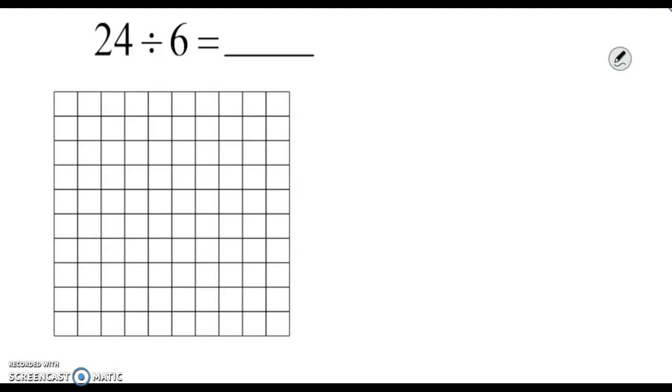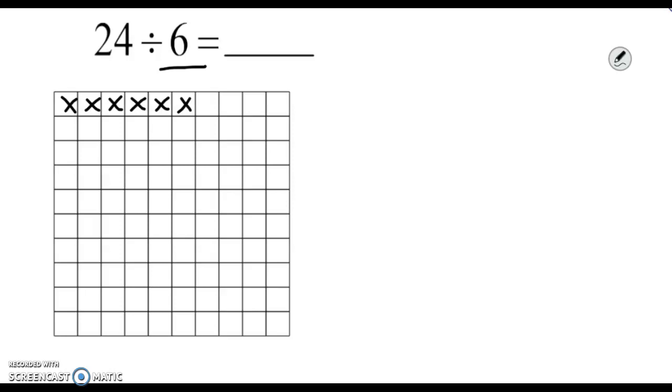So when we look at our problem, we have 24 divided by 6. That means we're going to use 24 of these spaces on the grid. The 6 is telling us how many go into each group. So if we take 24 and we divide it up into groups of 6, let's see what we get. So here's 1, 2, 3, 4, 5, 6. That's one group of 6.